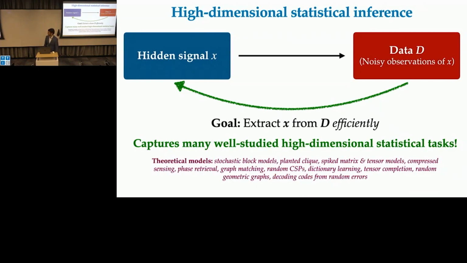And in theory as well, people have come up with all kinds of different models to study high-dimensional inference tasks of different natures. And there's been a lot of work on each of these models. Perhaps some more recognizable ones might be the planted clique model or spiked models or compressed sensing.